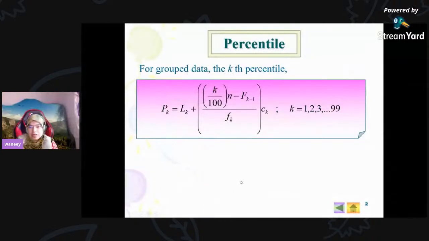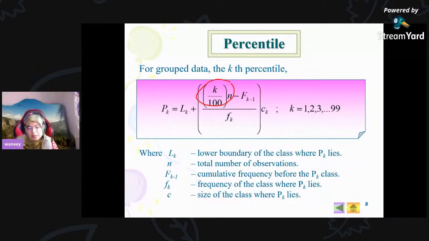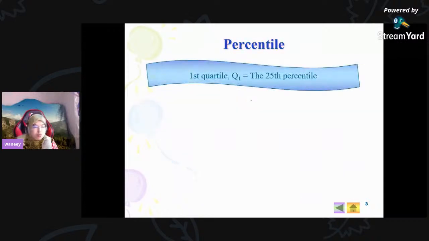Right, so this is the formula for the percentile. Like I told you before, this is k over 100 times N. So almost similar to the median, except that this is k over 100. Everything else will be similar. So we just need to know where the class lies, and then we're going to calculate everything. Kena tahu kelas ni dulu lah. So make sure you are ready with your calculator as well as your highlighter.